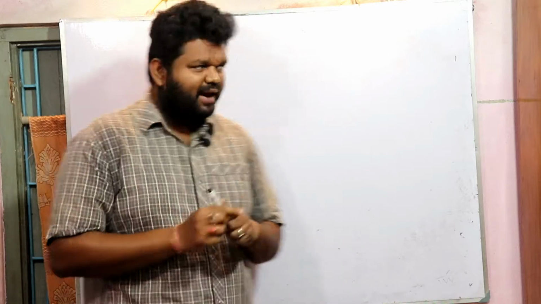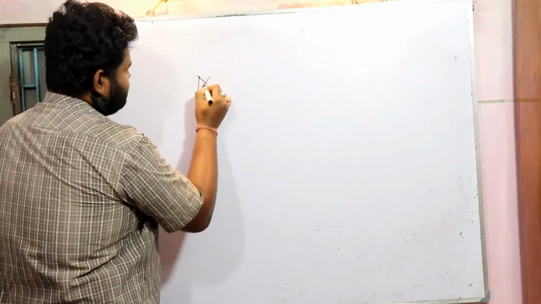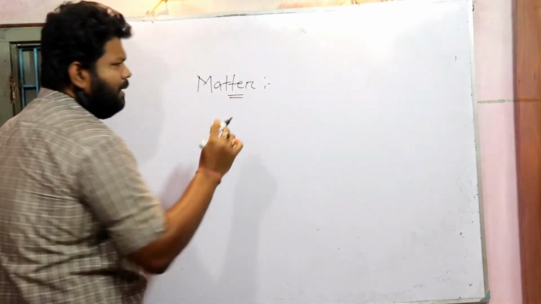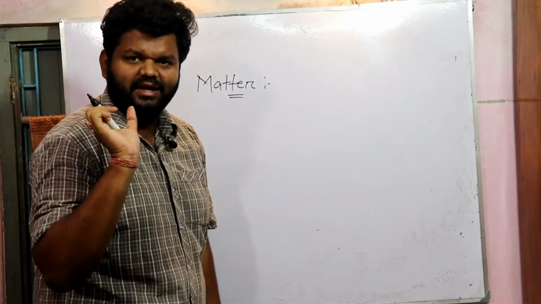So students, here we are to learn Unit 1, that is Matter in Our Surroundings, from your science book. That is the first chapter from the chemistry background. So here let's start. At first we have to know what is a matter. Matter is made up of some tiny particles.